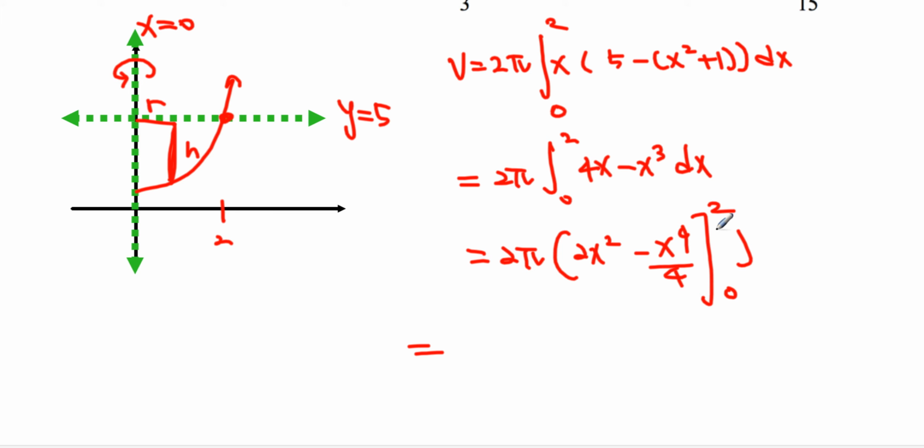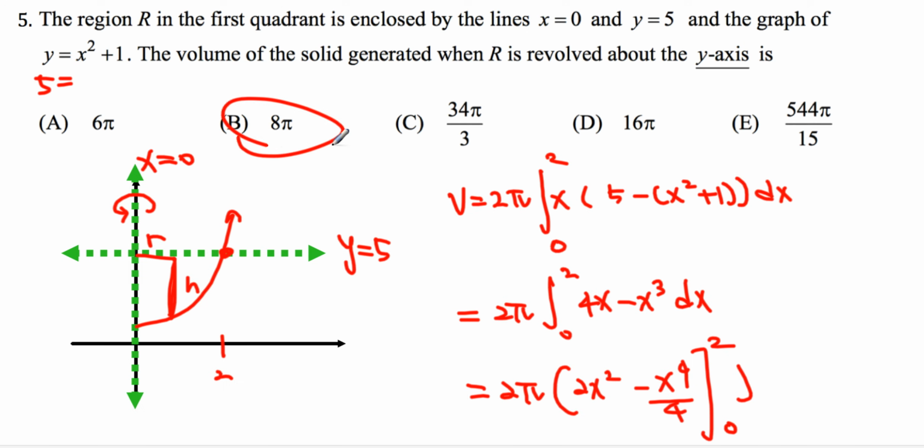So when you plug in 2, then we get 2 pi times here we get 8 minus 2 to the 4th power becomes 16 over 4 becomes 4. When I plug in 0, both of them happen to be equal to 0, so we end up getting 8 pi becomes our answer, which is choice B.